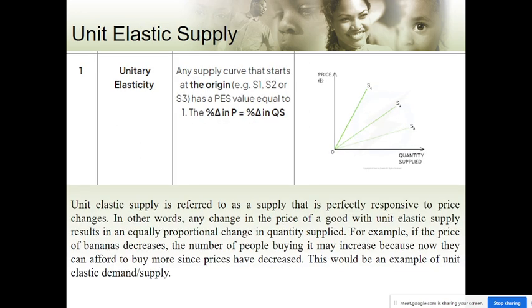The next one is unit elastic. As we already have discussed, it's 50-50%. Unit elastic supply refers to supply that is perfectly responsive to the price change. In other words, any change in the price of a good with unit elastic supply results in an equally proportional change in the quantity supplied. Now we have an example, but we don't have an example in PED. If the price of bananas decreases, the number of people buying it may increase because now they can afford to buy more since the price has decreased. This would have been an example of unit elasticity. Are you getting it?